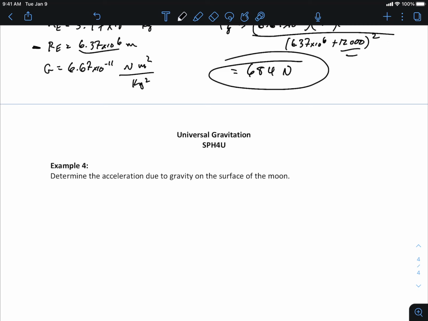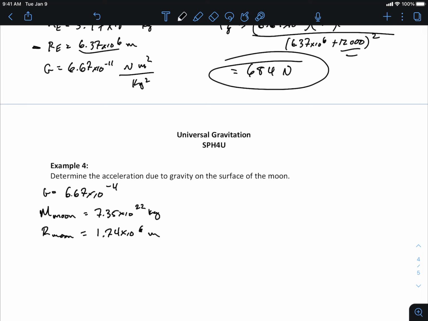The last question here. If I ever ask you about a particular value, I have to give you the information for that. So we know G is always G. It's always 6.67 times 10 to the negative 11 with all the funny units. We know the mass of the moon is 7.35 times 10 to the 22 kilograms. And I know that the radius of the moon is 1.74 times 10 to the 6 meters.